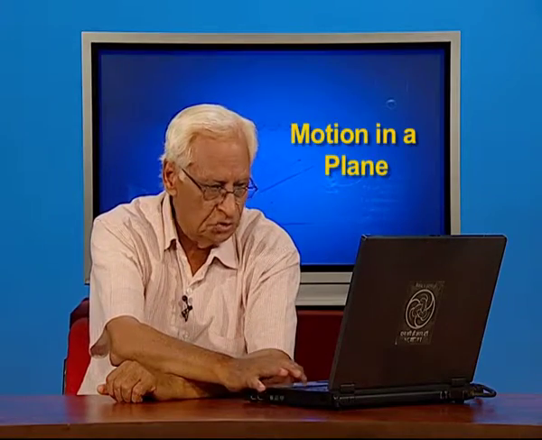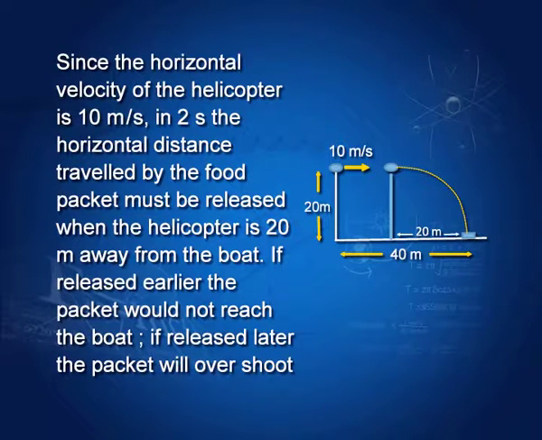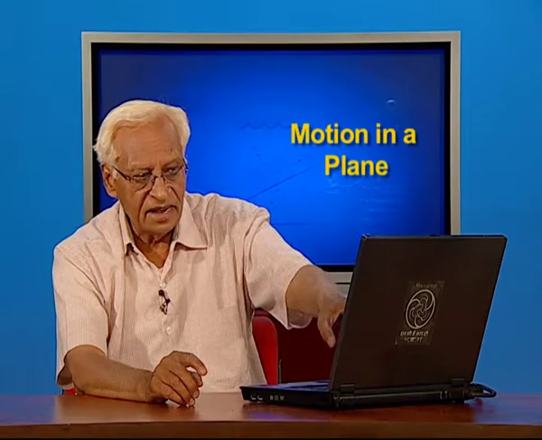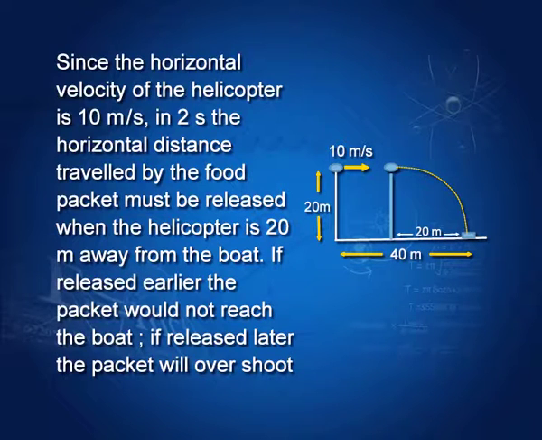Let me remind you, show you once again the problem. Here is a helicopter. The helicopter must release the packet here, so that it travels along a parabola and then falls on the boat. It does not miss the boat, does not fall before the boat or after the boat. So, it will take 2 seconds, and in 2 seconds the packet needs to travel a distance of 20 meters. So, if the helicopter releases here, what will happen? The packet would fall here. If the helicopter releases here, then the superposition of the vertical motion and the horizontal motion would be such that the packet falls in the boat itself. This is very important for the pilot of the helicopter to know.